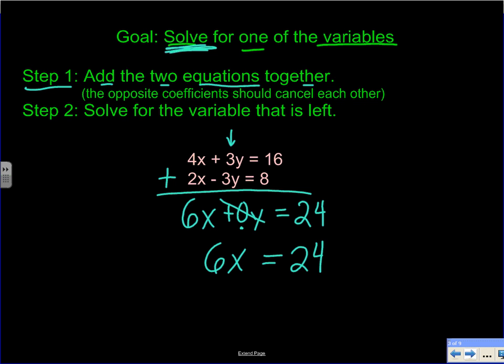We've completed step one. Now let's look at step two. Solve for the variable that is left. What variable is left? That's x. Well, how do we get x by itself? Divide by 6, divide by 6. Cancels out. So x is equal to 24 divided by 6, which is 4. You got it. x is equal to 4.